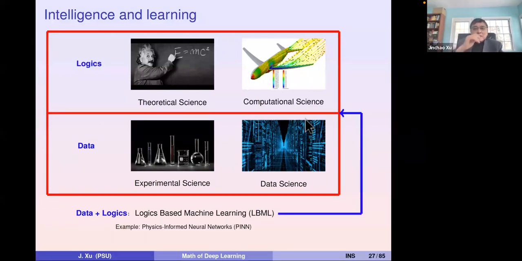Actually, for those of you in engineering applications, something called PINN, a physics-informed neural network, is a methodology. It makes use of the data as well as the model, the physical equations, to do the modeling.